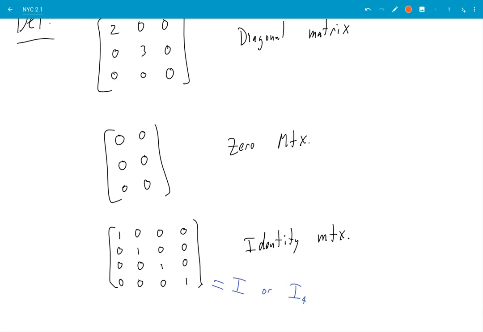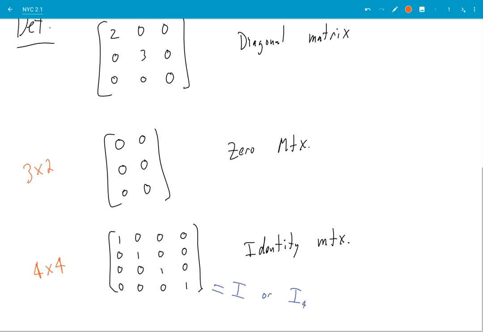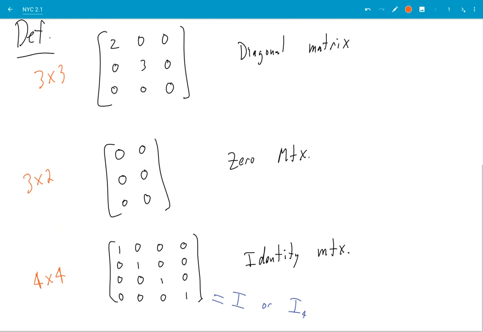What else should I say? Okay, this matrix here, we say this is a 3 by 2. This matrix here is a 4 by 4. And this one up here would be a 3 by 3. Okay, same convention as before. The first number is the number of rows, and the second number is the number of columns.